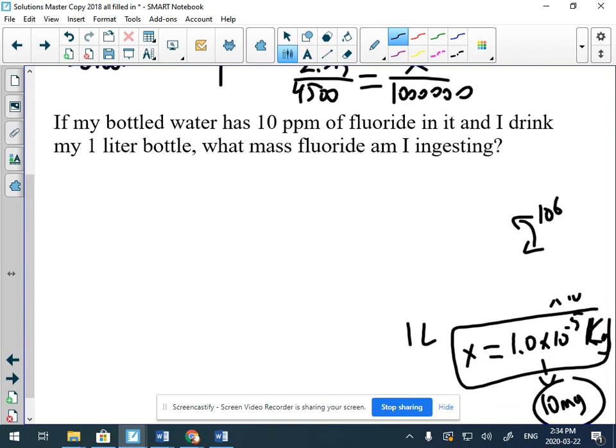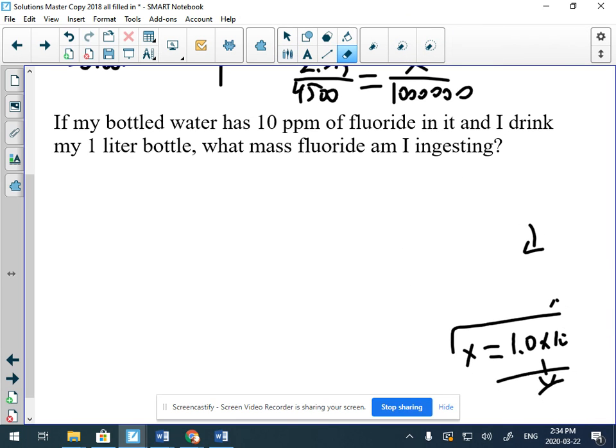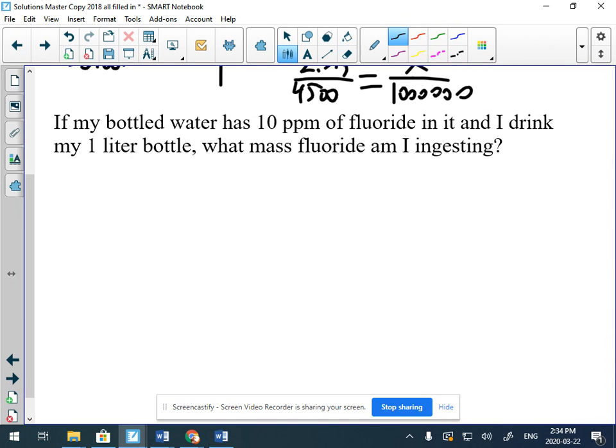We've got, there's some secrets down here. Ooh, okay. So this question says my bottled water was 10 parts per million of fluoride and I drink my 1 liter bottle. What mass of fluoride was I ingesting?